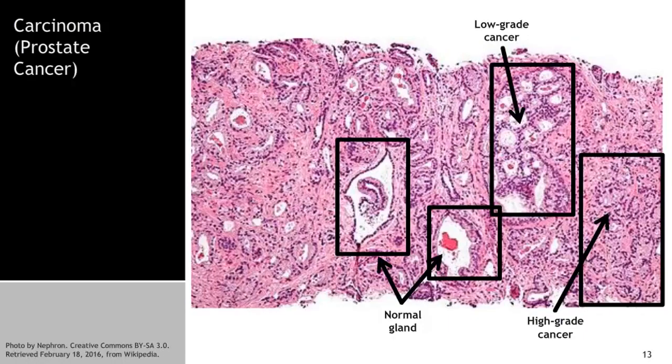Here's a histology slide of prostate cancer, or a carcinoma. Prostate cancer is an adenocarcinoma. Here in the slide, you can see large normal glands with an epithelial lining. As you develop low-grade cancer, you see that the glands get smaller and bunched up. And then as the cancer gets worse and becomes high-grade, on the right-hand side, you see you lose all the gland architecture and you just have bunched up cells.